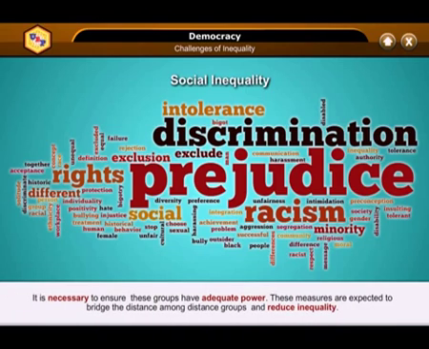It is necessary to ensure these groups have adequate power. These measures are expected to bridge the distance among distant groups and reduce inequality.